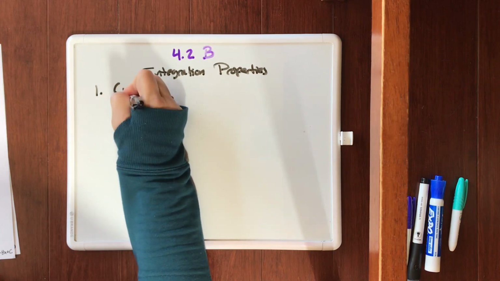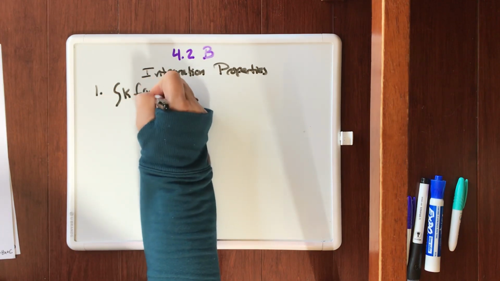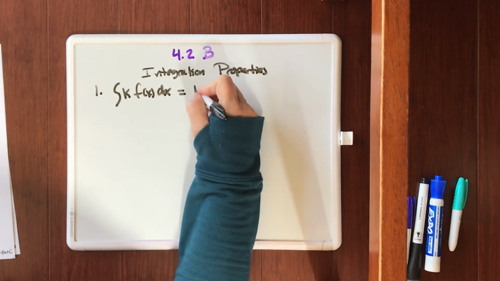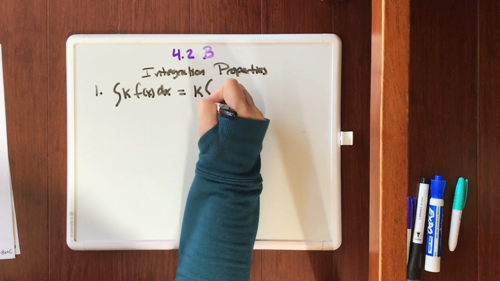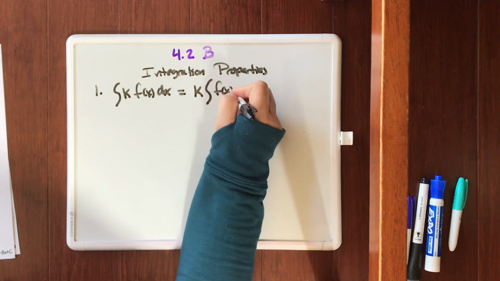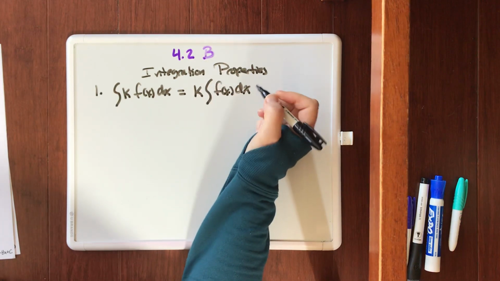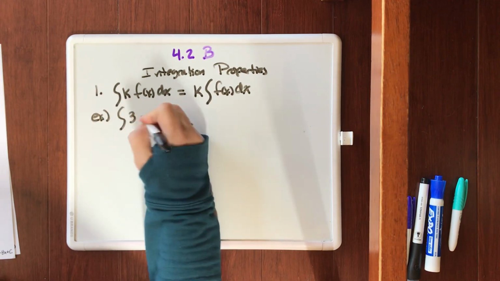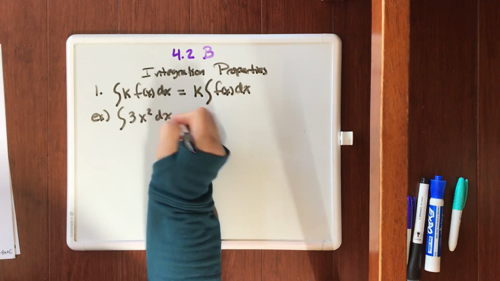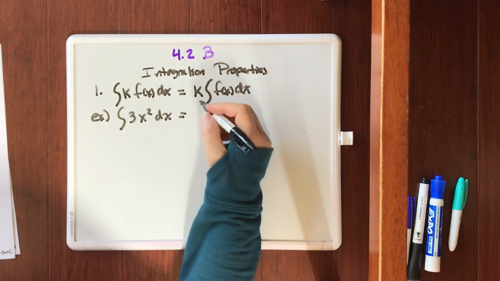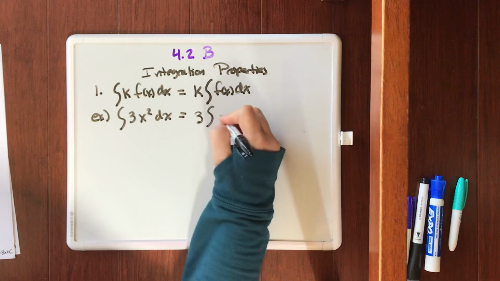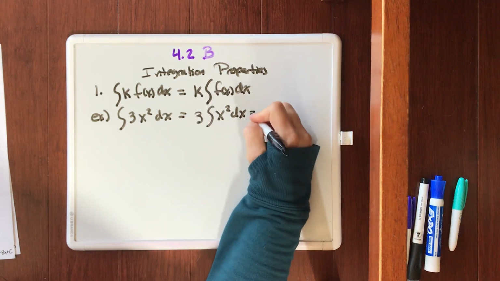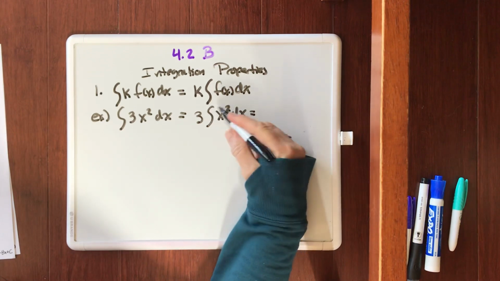So if we integrate k times f of the x dx, the property states that we can take the k, which is a constant, outside the integral f of x dx. So k is a constant. Here's an example. If we integrate 3x squared dx, using the property, we can bring out the 3, then integrate x squared dx.